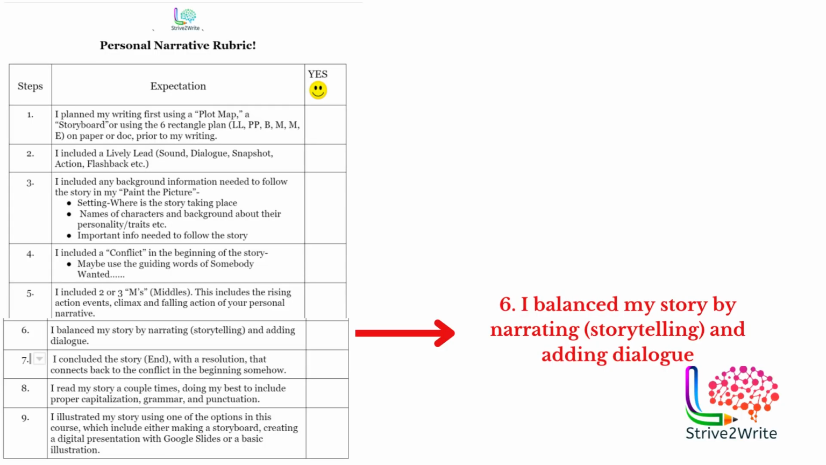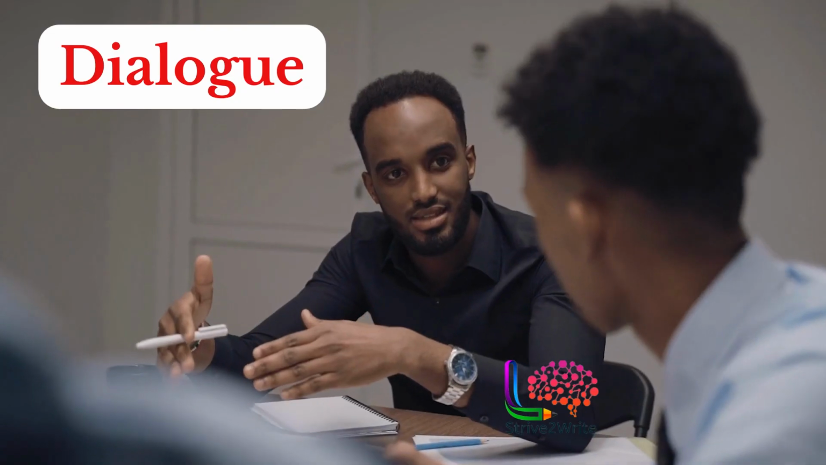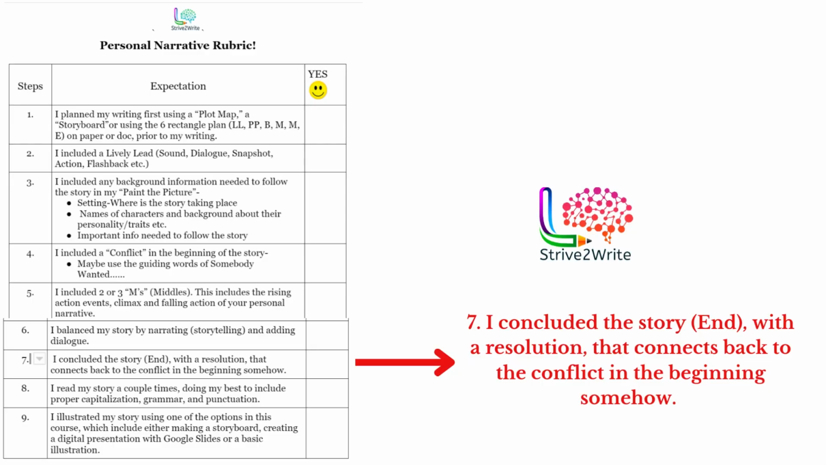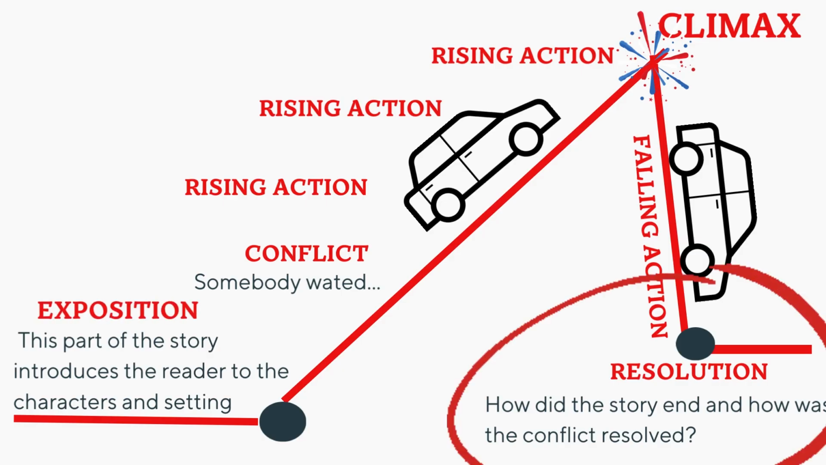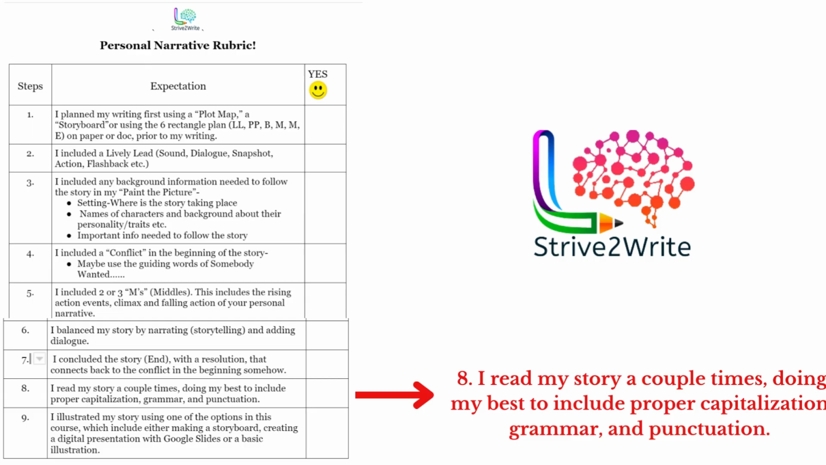Next, you will want to make sure you include a balance of dialogue throughout the story. Narrating is when you're telling the story using your own words, and adding that dialogue is when you add that conversation back and forth. Next, you will want to make sure to include the end. The end is your resolution in your plot. Remember, this should connect somehow back to the conflict and make the story come full circle.